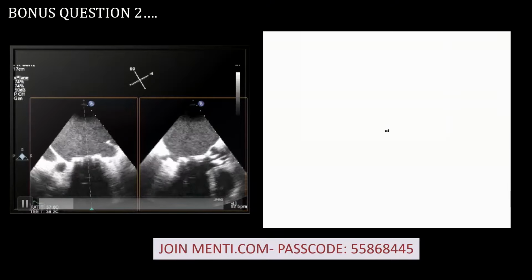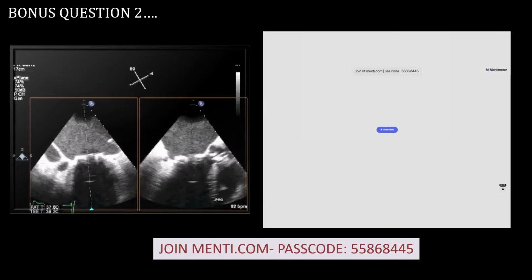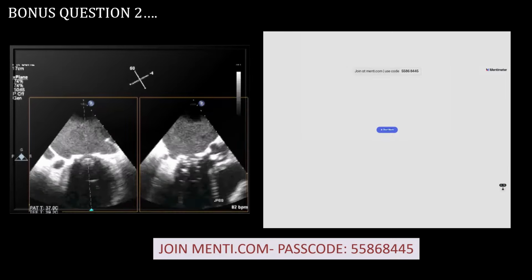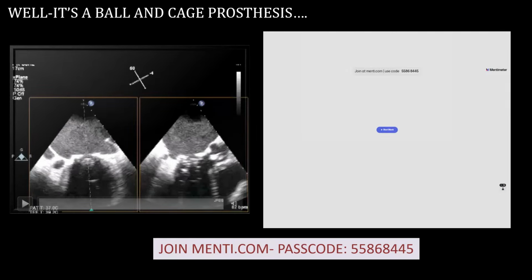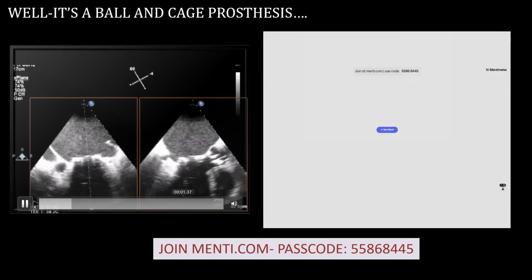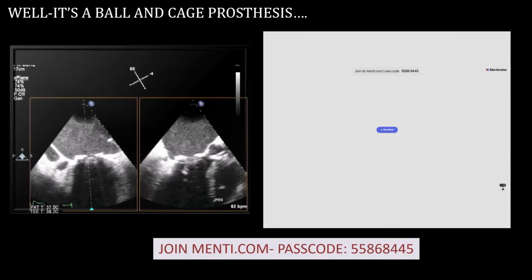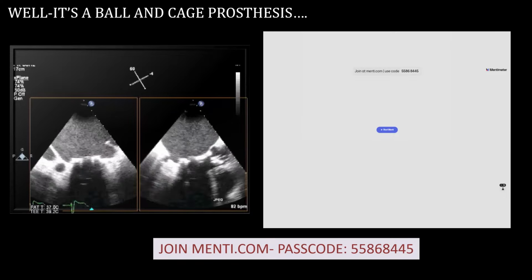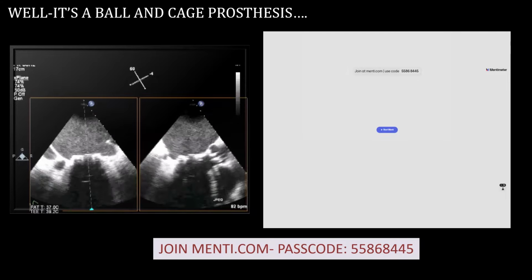I don't know if you're able to see it on the menti.com, but the question here is, what is this? Is this even an artifact or not, or what is going on? Okay, it's a ball and cage prosthesis, but why are we not seeing the ball? Do you think the ball has embolized? Hopefully not.